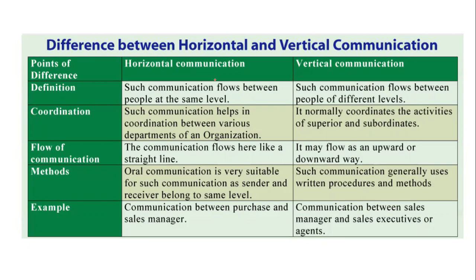Vertical communication flows between people of different levels. It normally coordinates the activities of superiors and subordinates. It may flow as upward or downward communication, so it can be from top to bottom or bottom to top. Such communication generally uses written procedures and methods. For example, communication between the sales manager, the executive and the agent. As I said, it can be downward, upward, or both ways.